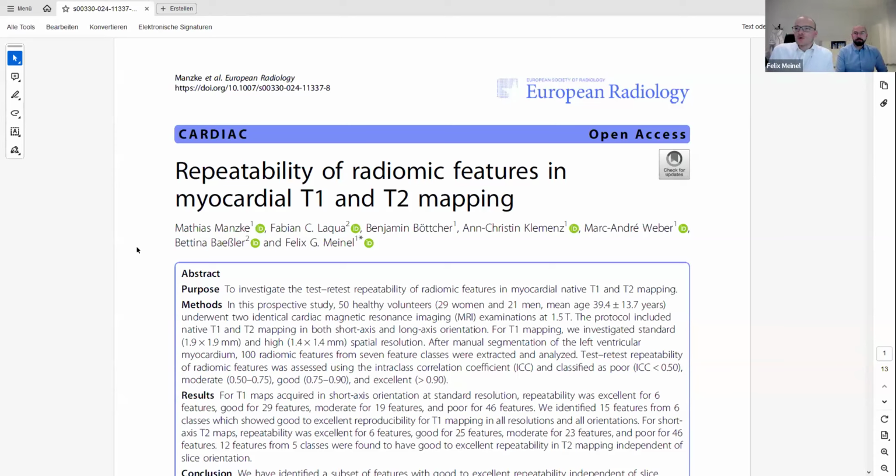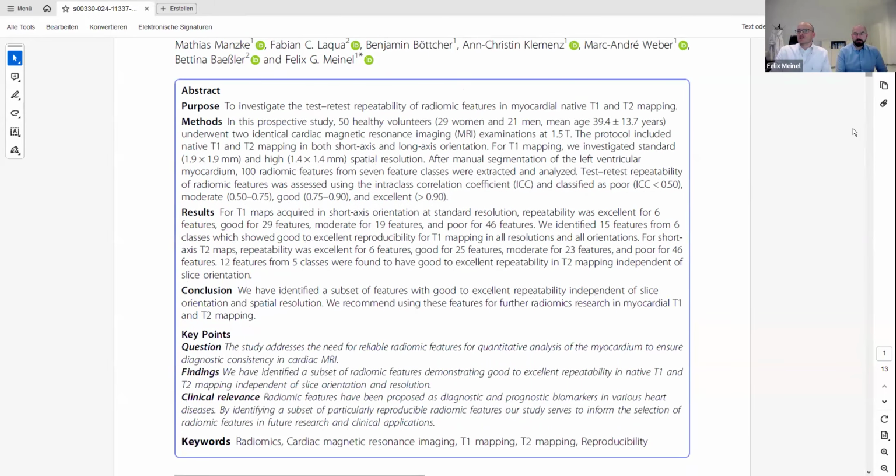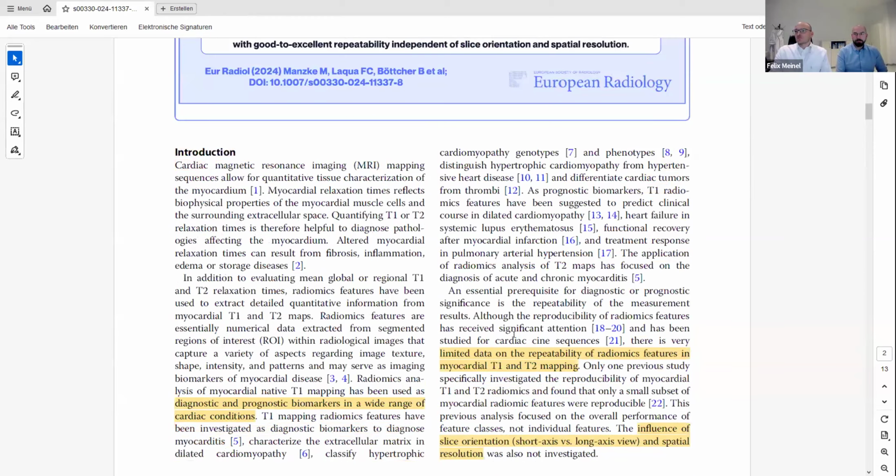So I just want to start by quickly explaining why we did this study. We saw a number of papers coming out over the past couple of years, and we referenced some of them here in our introduction, that have looked at radiomics features as tools to diagnose a variety of cardiac conditions, cardiomyopathies, but also myocarditis, or to use them as prognostic biomarkers to predict the clinical course of these patients.